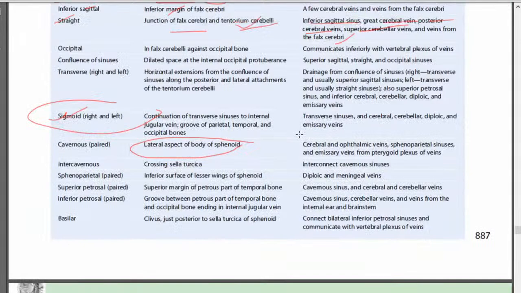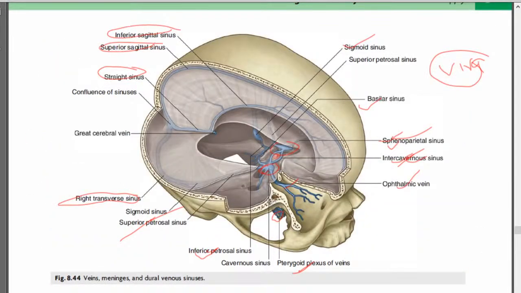Superior petrosal sinus. Petrosal sinus. What is petrosal? I just forgot the term petrosal. Petrosal bone? Is there something called petrosal bone? No, I don't think there is something called petrosal bone, but there must be something.